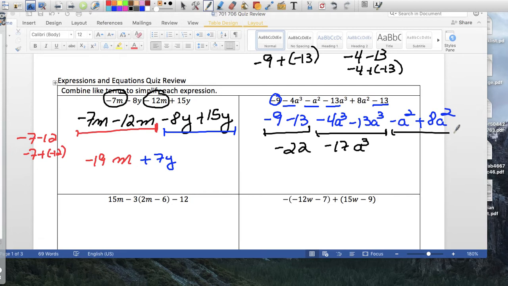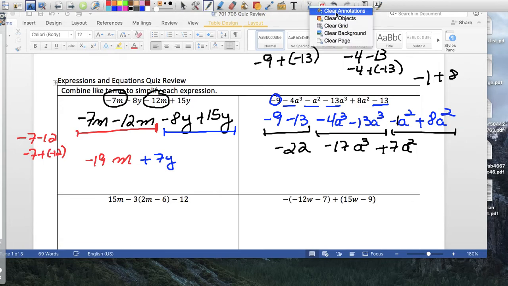Last part. Now, don't forget there's a 1 over here, right? So I know it's going to be something a squared. So I just don't know if it's positive or negative. And if I pull the coefficients out, it's negative 1 plus 8. They're more positive. So it's going to be, obviously, 7 more positives. So plus 7a squared. And that's it.